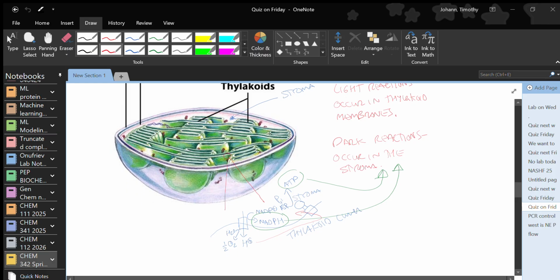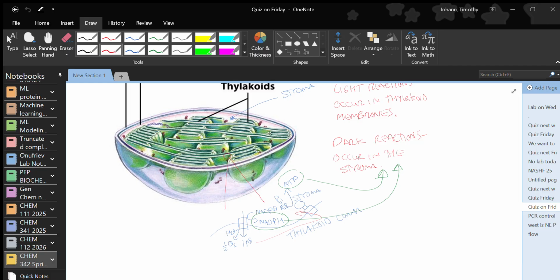It's going to be hard for me to draw on here because these are so thin, but we're pumping, protons are getting pumped into the thylakoid lumen right in here, and then you let them out.